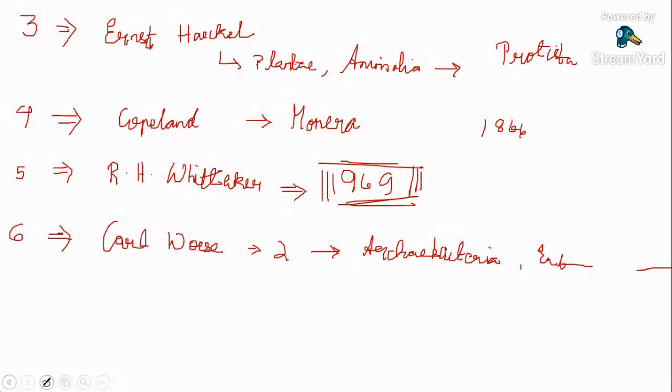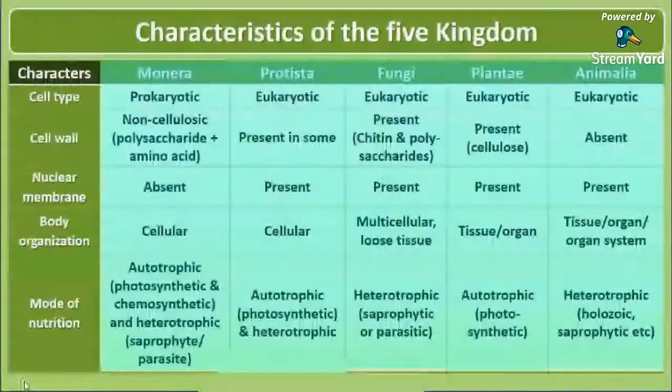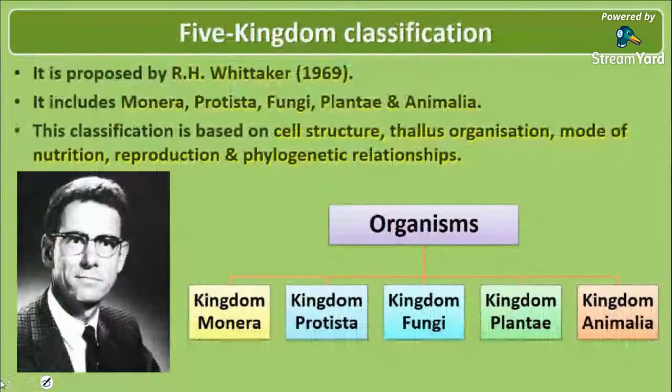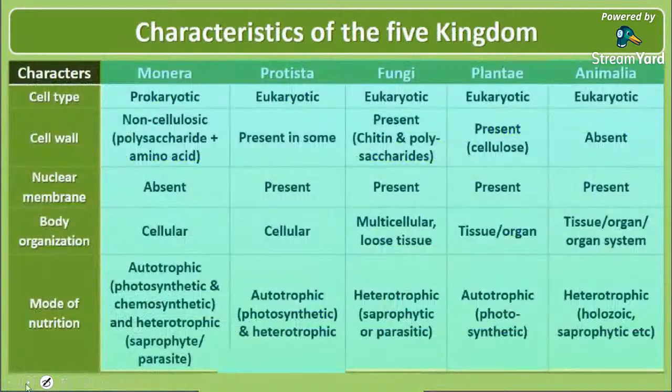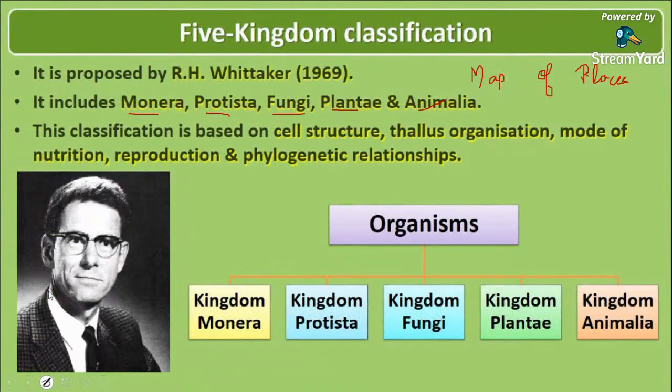So let's move on with today's topic, the five kingdom system of classification. It was proposed by R.H. Whittaker in 1969. It includes five different kingdoms, that is Kingdom Monera, Kingdom Protista, Kingdom Fungi, Kingdom Plantae, and Kingdom Animalia. If anyone wants to remember these five kingdoms, use the clue "map of places".